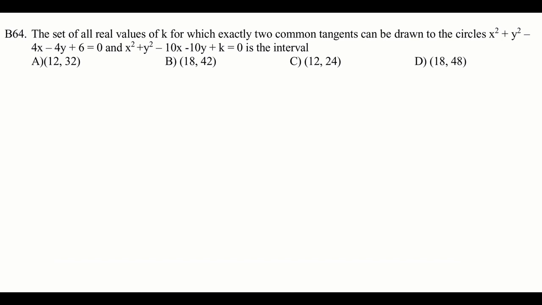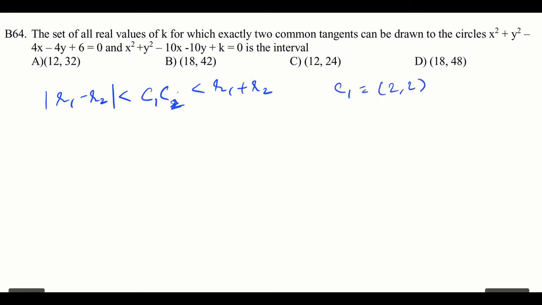Coming to this problem, to have exactly two common tangents, the circles must be intersecting. So we know that for the circles to intersect, the condition is C1C2 must be less than R1 plus R2 and should be greater than mod of R1 minus R2. I have C1 equal to (2, 2), C2 equal to (5, 5), and R1 equal to root of g square plus f square minus c. I am getting it as root 2.